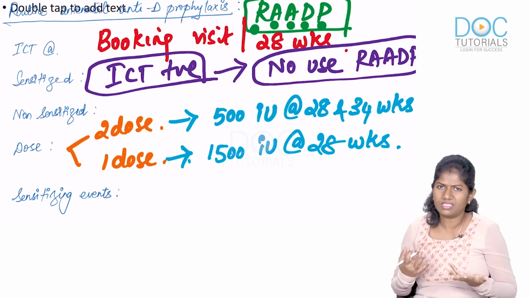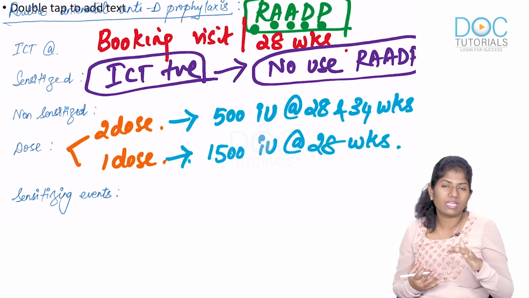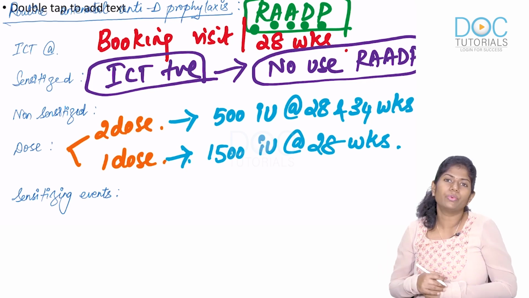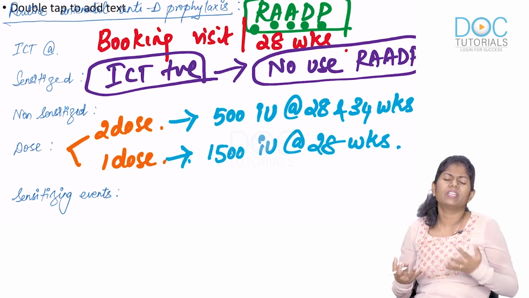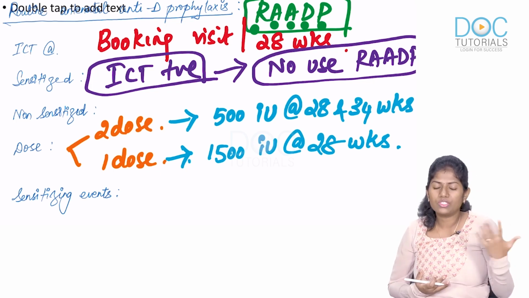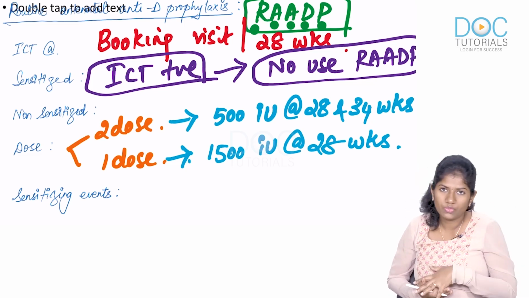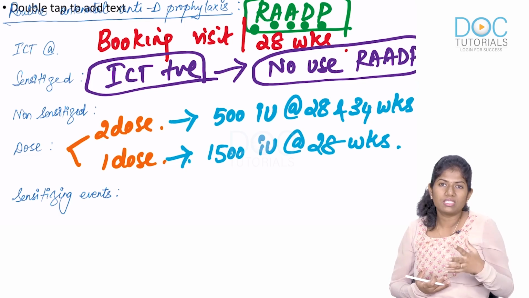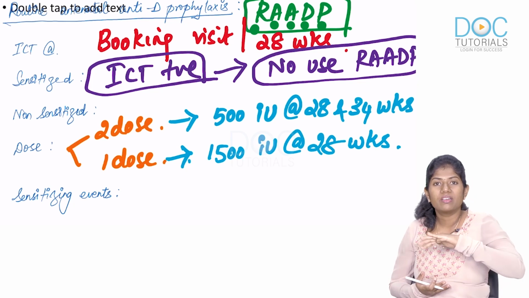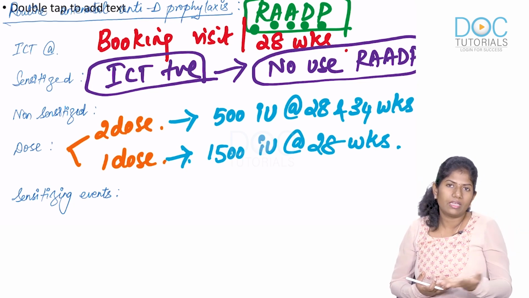In case there is a sensitizing event, say you have given the routine prophylactic dose at 28 weeks and the lady comes with abruption at 30 weeks, what would you do? You have to give the sensitizing dose. We saw what it is: for less than 20 weeks it's 250 and for more than 20 weeks it's 500. You give that dose with every sensitizing event regardless of when the patient received the last RAADP.